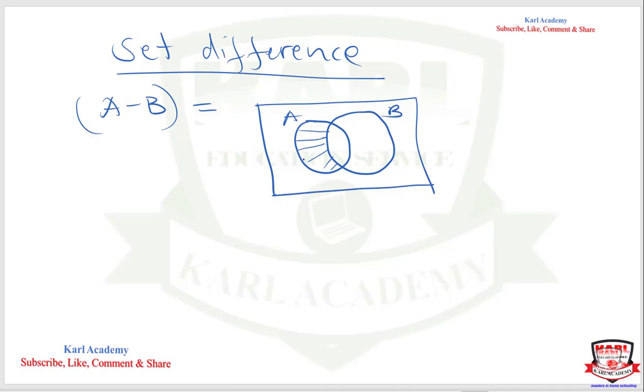This is a set difference. This shows the elements that are in A but not in B. Elements that are in A, but not in B. So this type of difference, we just call it set difference. Let's again look at the part that we call symmetric difference.